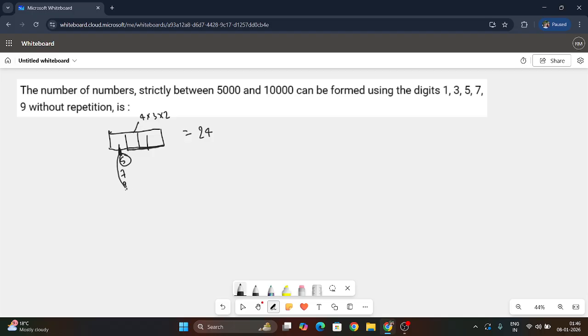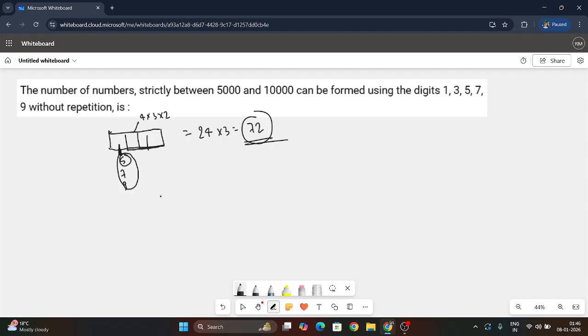Now how many choices do we have for the first place? We have these 3: in place of this we can put 5, 7, 9. So multiply by 3 and we get 72. These are the 4 digit numbers.